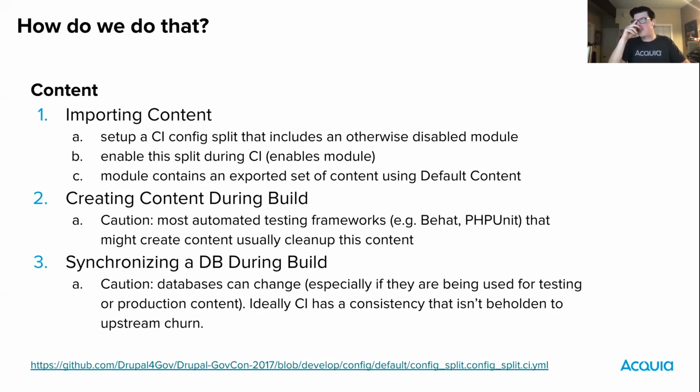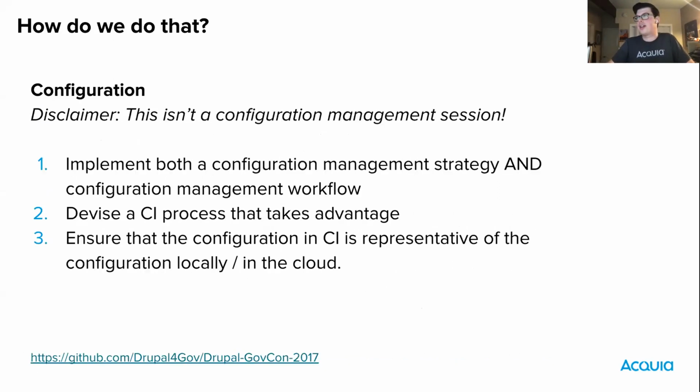For the GovCon site, basically what we have is a testing module that doesn't get enabled anywhere except in CI. And we use the config split module to do that. We have a testing specific split, that split, when it gets enabled, turns on the module. The module has default content in it. So during CI, all of this content sort of materializes that doesn't exist anywhere else, so that we know when our Pa11y tests are running, they're going to have the right stuff in the right place.